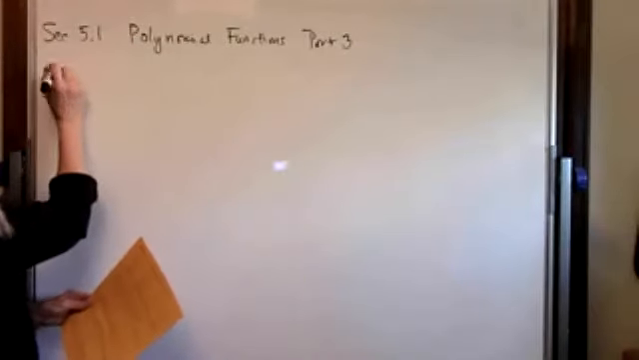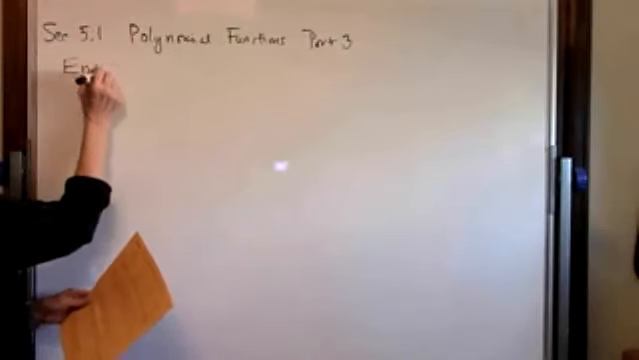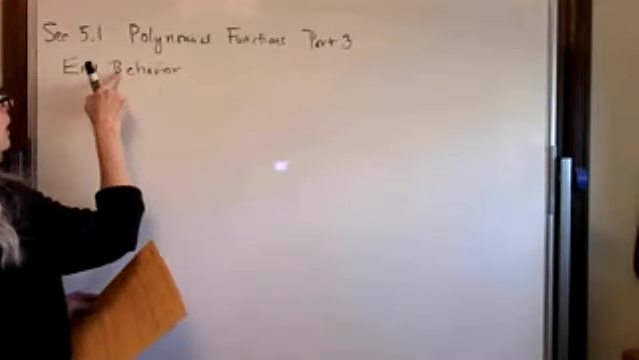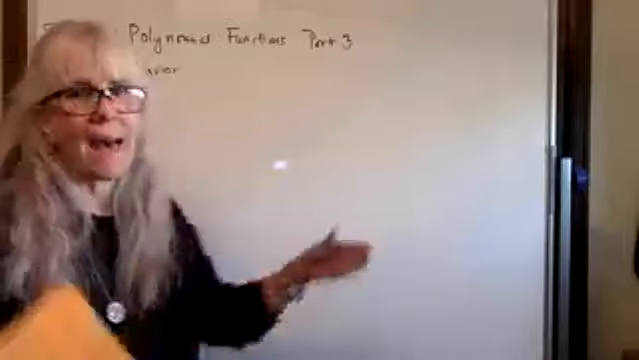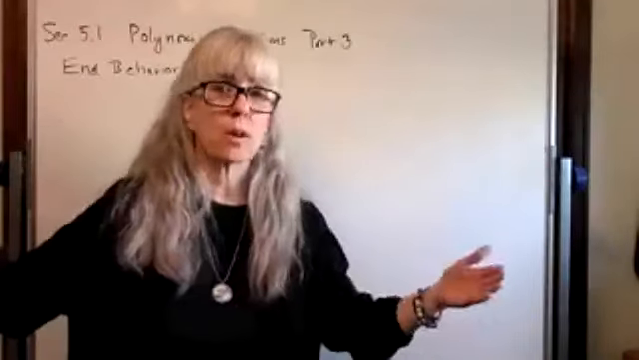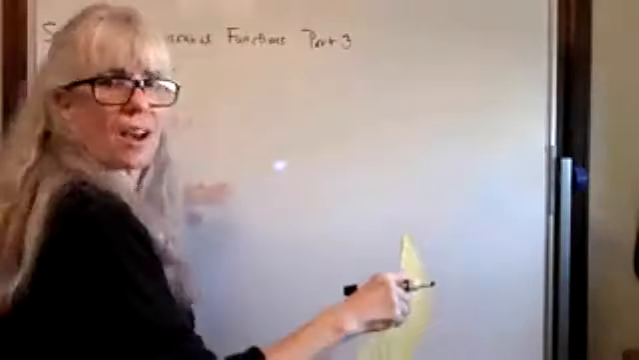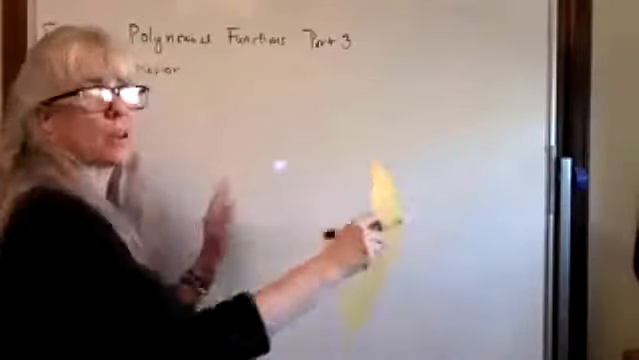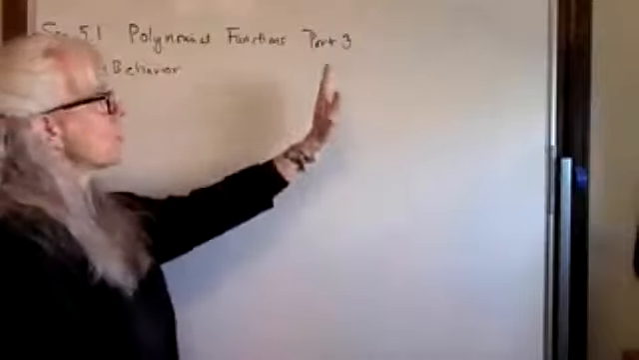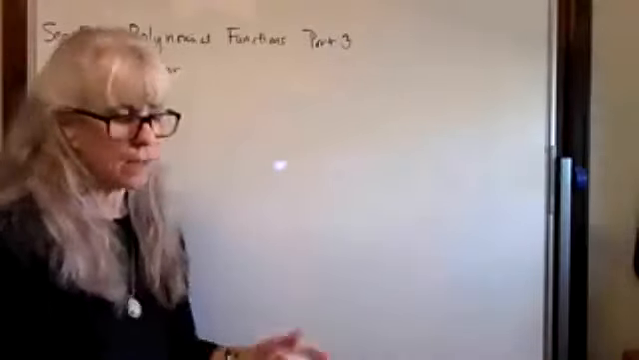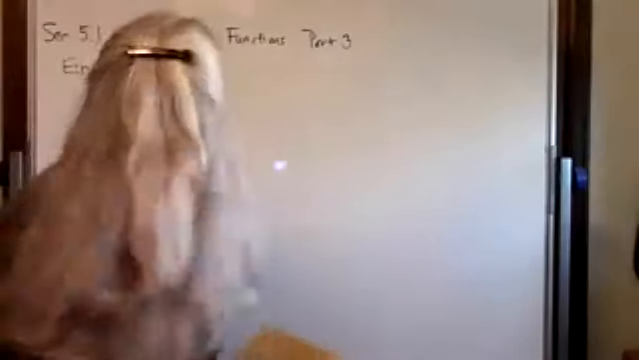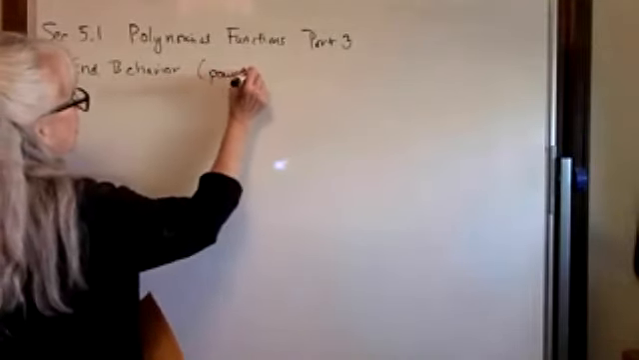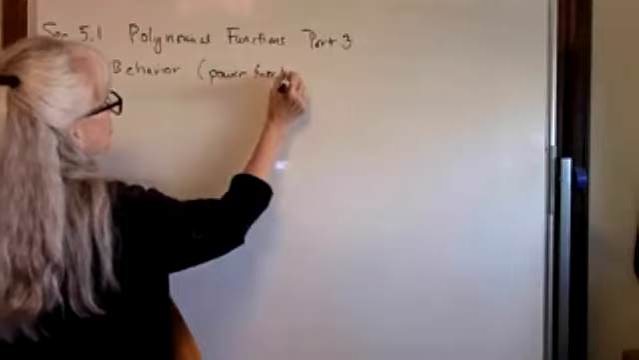So the end behavior is basically what happens at the ends of the graph. So it tells me where the graph starts over on the left side, sorry, and where it ends over on the right side. It doesn't tell me anything about the middle of the graph. It only tells me what happens on the left side and what happens on the right side. So it's the power function that's going to dictate this. So we're going to look at something called the power function.